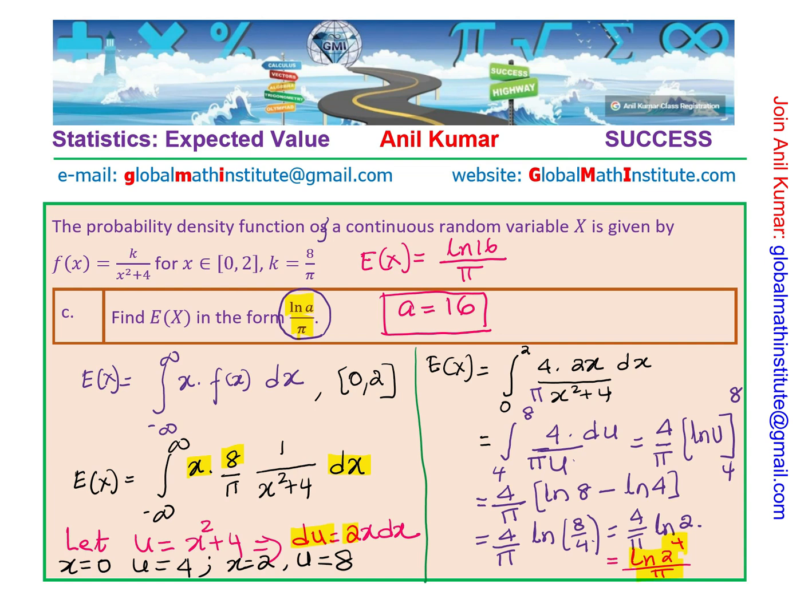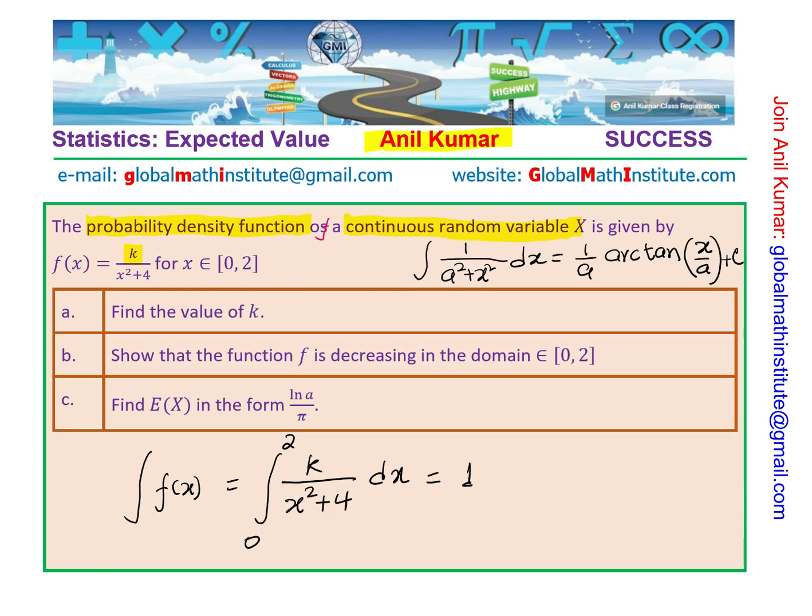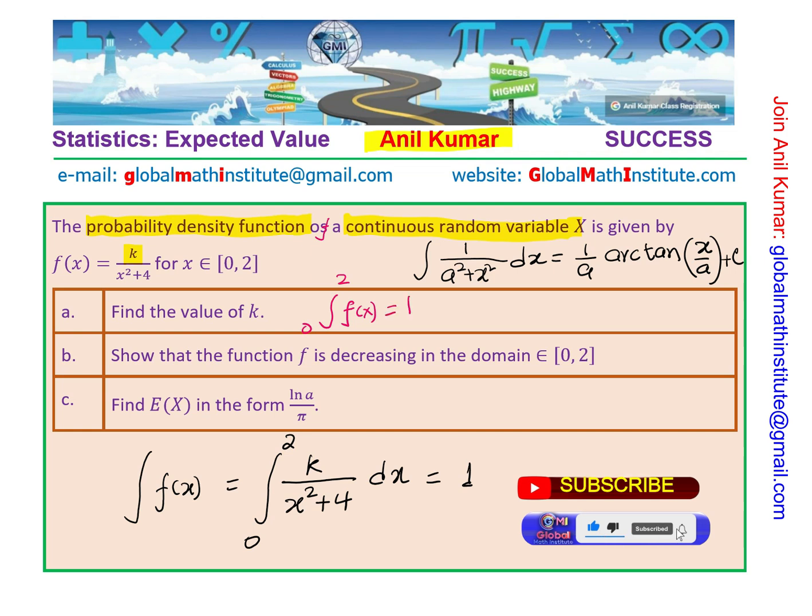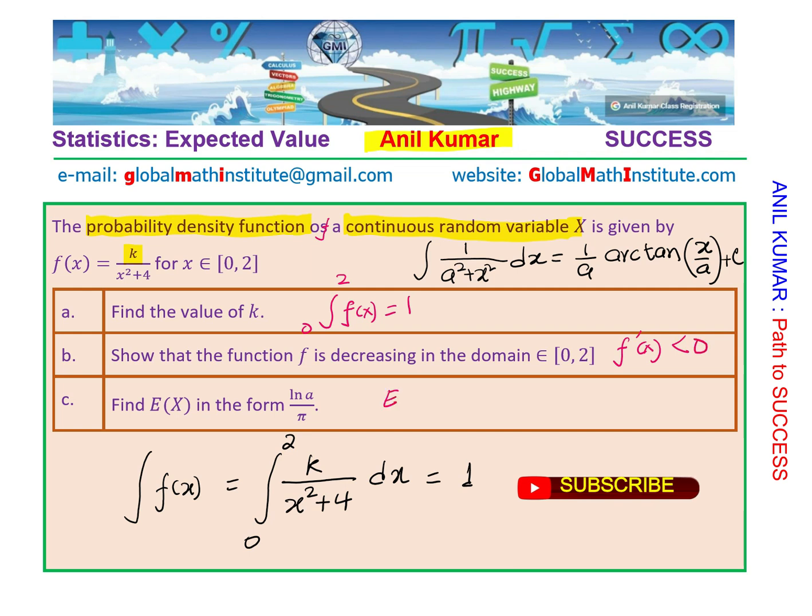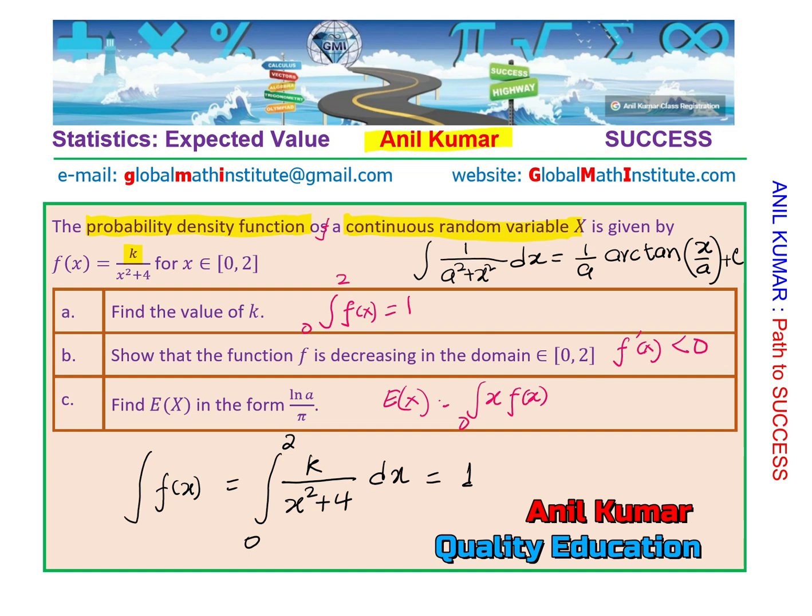So I hope the concept is absolutely clear. So with that, we solve all the three parts of this problem. I hope it makes sense. The idea was here the integral of f of x in the given domain of 0 to 2 should be equal to 1. Here the idea was to find the derivative and show it less than 0. Here it was expected value, as you know, is integral of x times f of x, correct? Within the interval. We did substitution of variable to find our answer. And we found that a was equal to 16. Perfect. So that is how we have to solve this particular question.